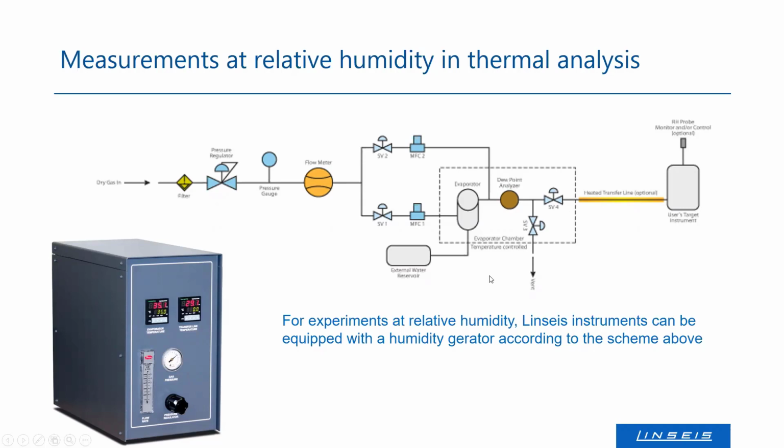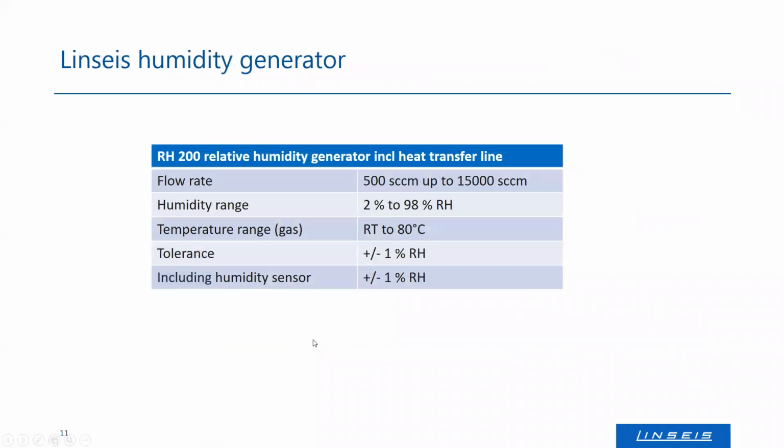These are the pure specs of this instrument. We can create flow rates between 500 milliliters per minute up to 15,000 milliliters per minute maximum. We can generate humidity ranges of 2% up to 98% over the whole range, more or less. As said, room temperature to 80 degrees, with a little bit of reduction of the maximum value also up to 100. And the tolerance level, and that's the most important thing, is plus minus 1% relative humidity, due to some temperature fluctuations maybe, and due to some gas flow fluctuations. So it's around 1% accuracy.